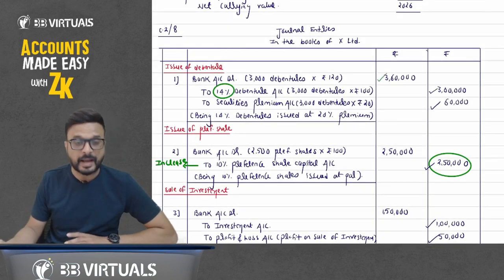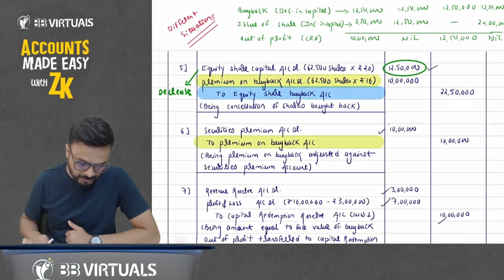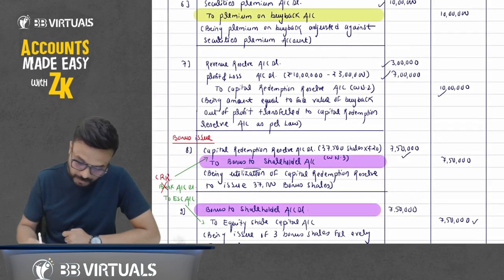So debited, the bank balance is an asset. We have debited, so we have to add it. So we will add 3,60,000. There are so many items here for bank.